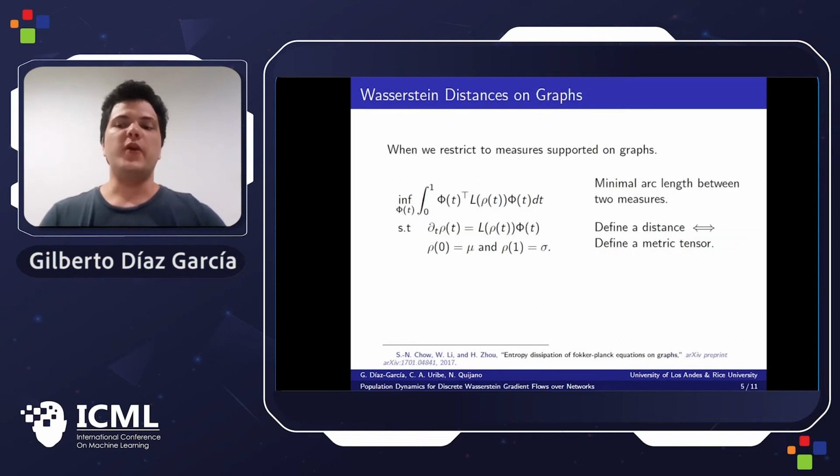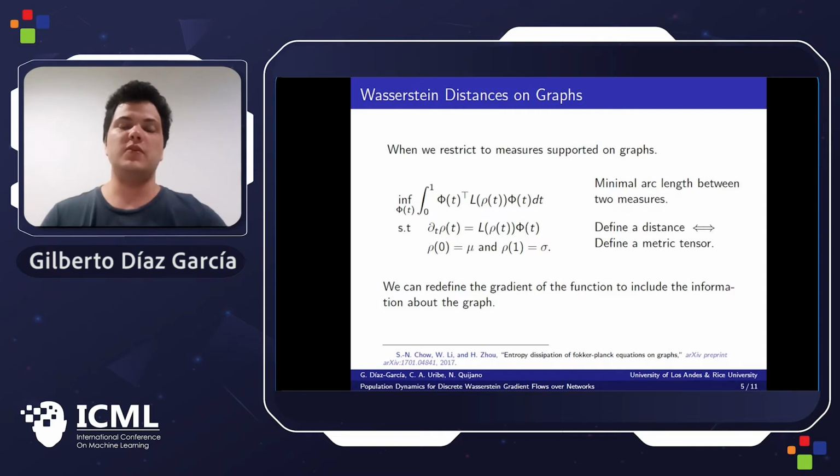However, when we only consider discrete measures supported on graphs, we can reformulate the Wasserstein distance like this. This formulation resembles the notion of distance as a minimal arc length between two points. Thus, we can access the notion of distance through a metric tensor. With it, we can redefine other geometric notions, such as the gradient, for example, to include the information about the graph in our optimization problem.